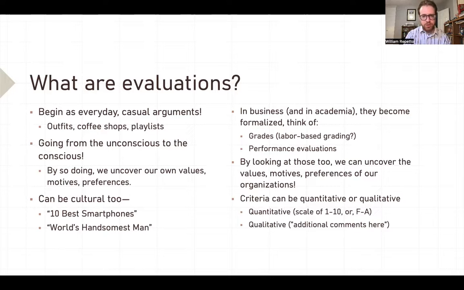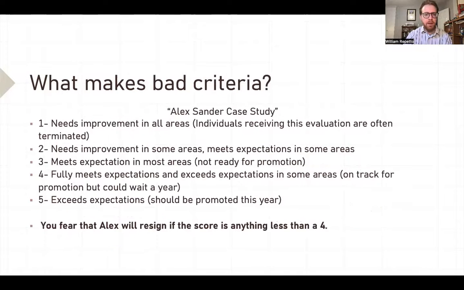And so just a last quick note on what evaluations are. They can come in two forms, which are the quantitative or the qualitative. So quantitative, you're thinking about things like grades and performance evaluations. You can be graded on a scale from 1 to 10. You can be graded on a scale from F to A. And then qualitative, you can think about evaluations that ask, for example, for additional comments here or something like that, and you get to type out a longer response rather than just clicking a number.